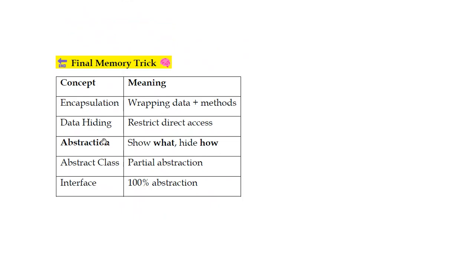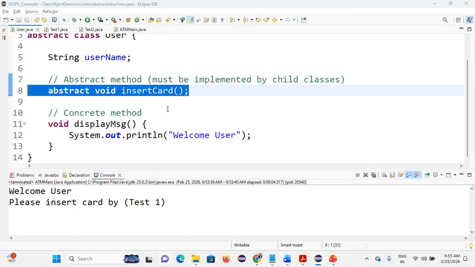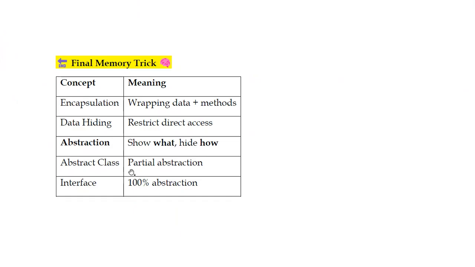A simple memory trick. Abstraction: show what, but hide how. The implementation is not visible to us. Abstract class gives partial abstraction, interface gives 100% abstraction. While we discuss the interface concept, I'll tell you why we call it partial abstraction. Interface is 100% abstraction. Got it? In the forthcoming sessions we will discuss encapsulation and data hiding.